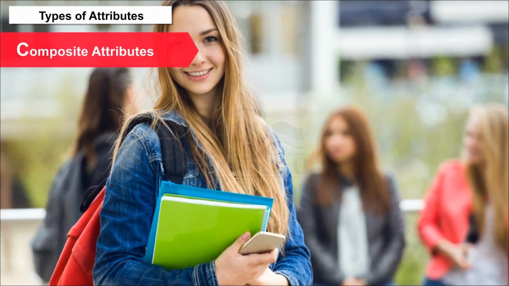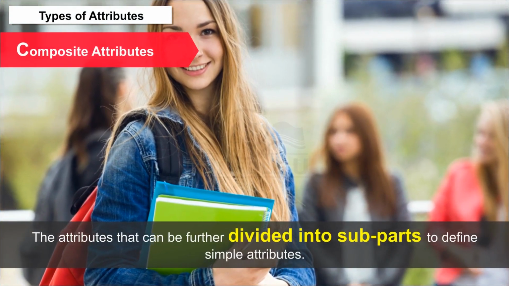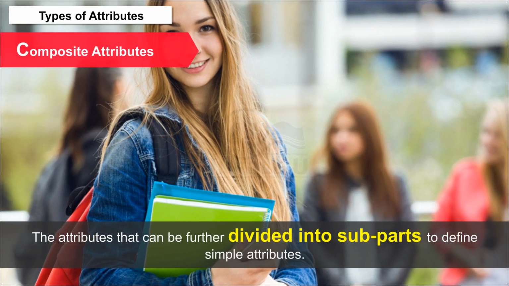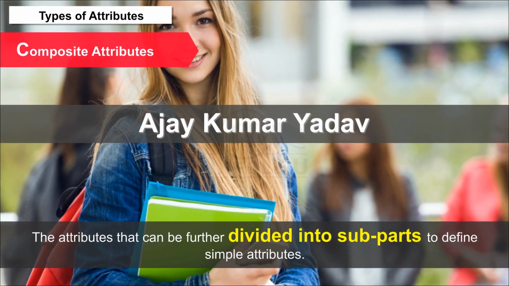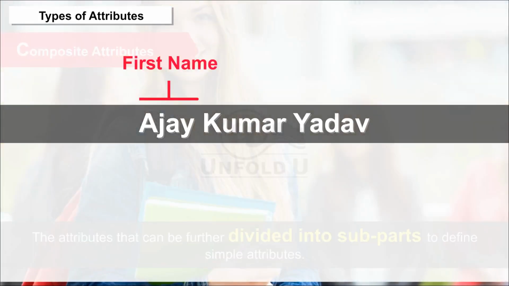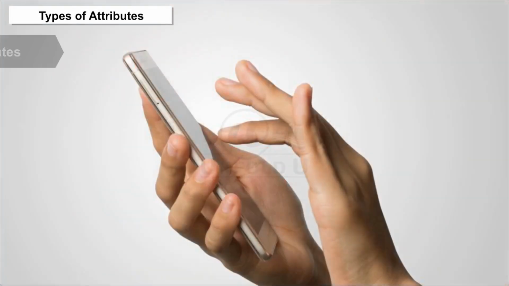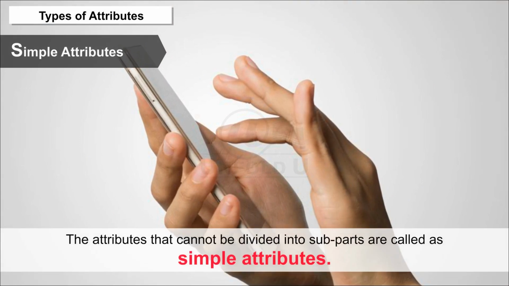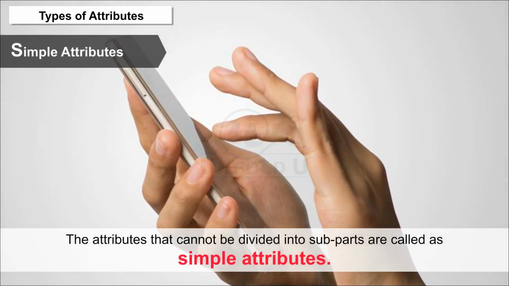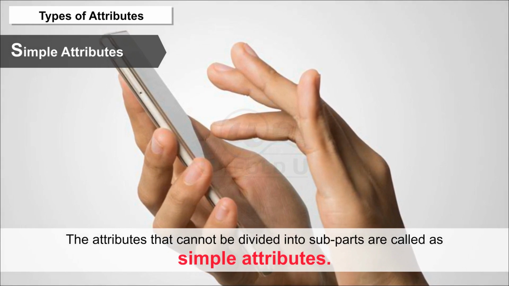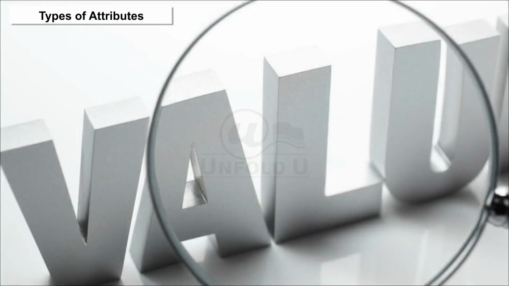Composite attributes. The attributes that can be further divided into subparts to define simple attributes, for example, name of a student, which can be further divided into first name, middle name, and last name. Simple attributes. The attributes that cannot be divided into subparts are called simple attributes. For example, phone number of a person can have 10 digits.